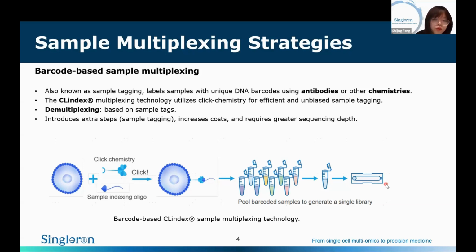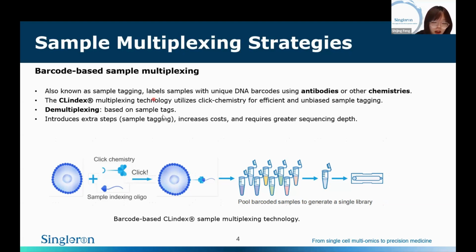And the good thing about using the chemistry is that when you use antibody-based labeling, it relies heavily on specific protein markers. But when you use the chemistries, it can target a wide range of surface marker proteins across different species, and this enables a wider range of applications. So after sequencing, the cells from different samples with different sample tags can be demultiplexed based on the sample tags.